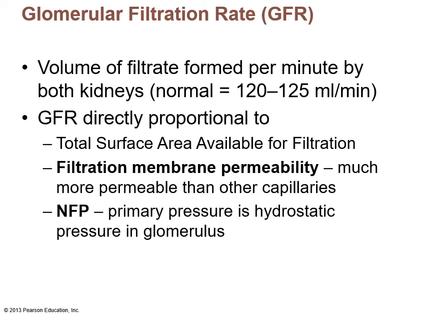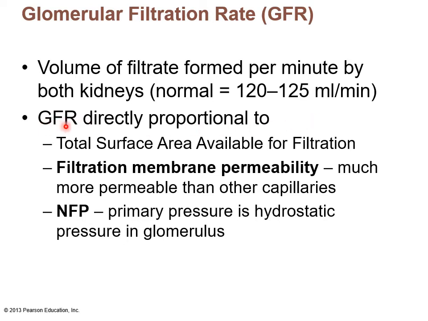Now, glomerular filtration rate. This is the volume of filtrate formed per minute by both kidneys, normally 120 to 125 milliliters per minute. Now, here's where the number 180 liters comes from. If you take 125 times 60 minutes per hour, that's 7.5 liters. And if you multiply this times 24, there's where your 180 liters comes from.